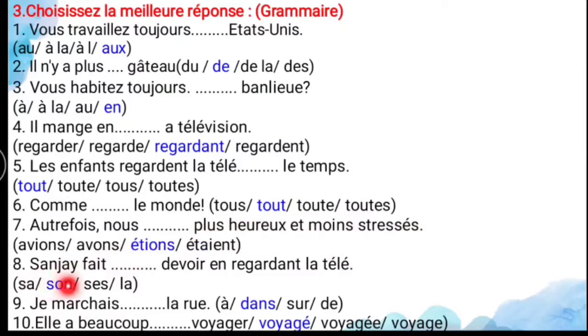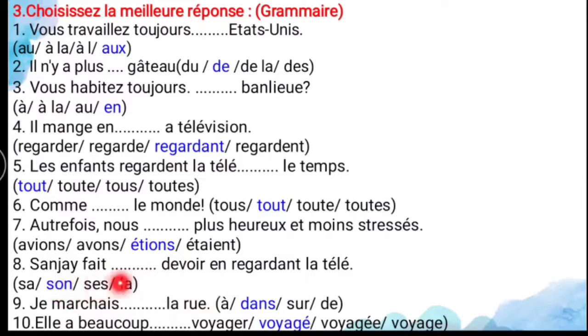And the eighth one, "Sanjay fait dash devoir en regardant la télé." So here you have to use the possessive adjective. Devoir is a masculine noun. For the masculine noun you have to use son. So Sanjay does his homework while watching television. And the ninth one, "Je marche dash la rue." So here you have to use the preposition dans. Dans means what? In the street. So I walk in the street.